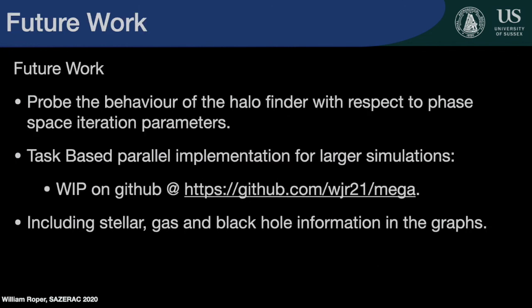And just a quick note on some future work. There is an amount of probing that needs to be done on the parameter side for the phase space iteration, where that iteration starts and where it stops. And there is also a task-based parallel implementation of Mega using MPI that is currently being developed. It is almost done. There is a work in progress version available on my GitHub. And then beyond that, it will be a case of including stellar, gas, and black hole particles in the halo finder for use with cosmological simulations.